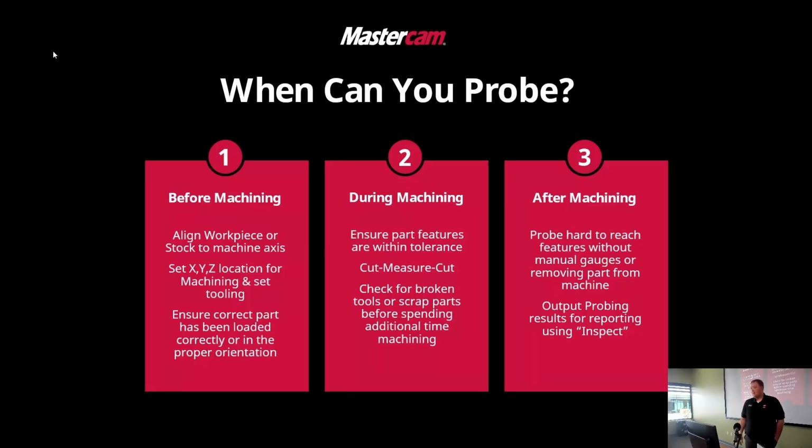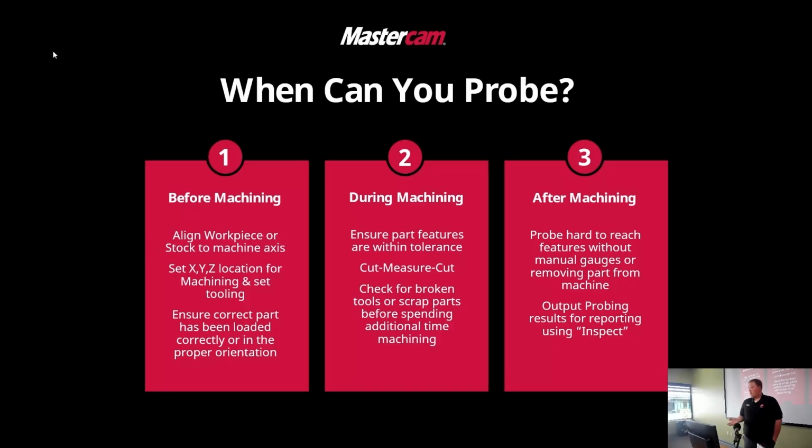A couple of places where you can incorporate probing into your manufacturing process would certainly be before machining, and I think a lot of people do that already in order to set work offsets and align the stock to the machine itself. You could also use the probe initially to check part orientation, to make sure it's not flipped 90 degrees, or maybe there's a locating hole or something like that. We could use the probe in different ways to check those kinds of things.